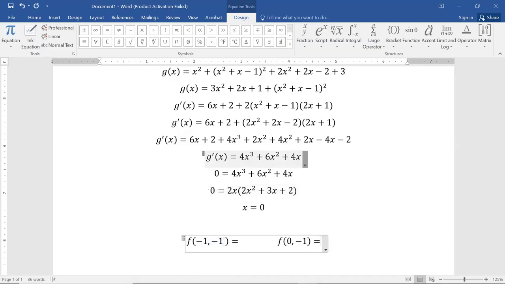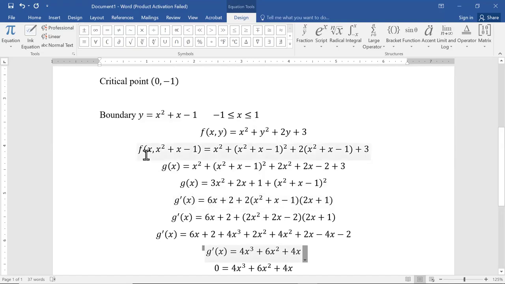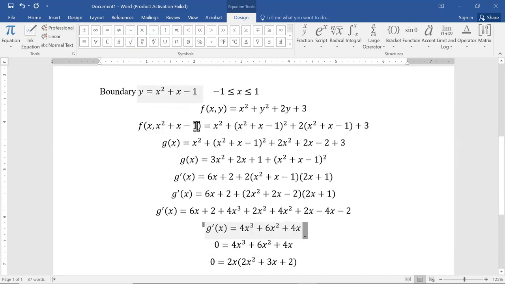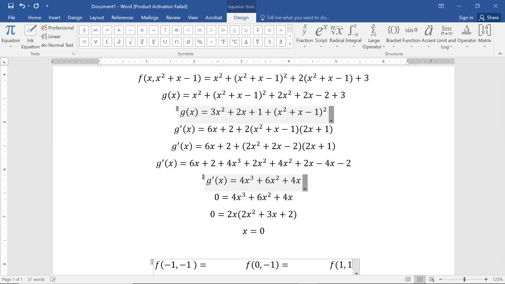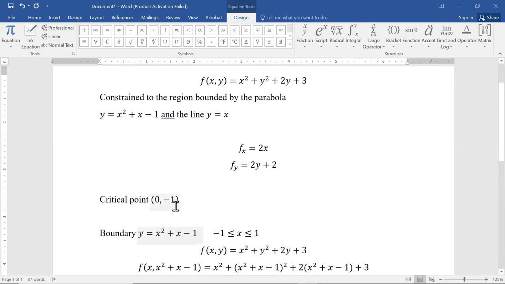On the other side of this boundary, if x was +1, well, 1 squared plus 1 minus 1 gives you another +1. So those are the two boundary points. And the only critical point along the boundary that we need to check is the critical point that we've already discovered of 0, -1. So we know 0, -1.